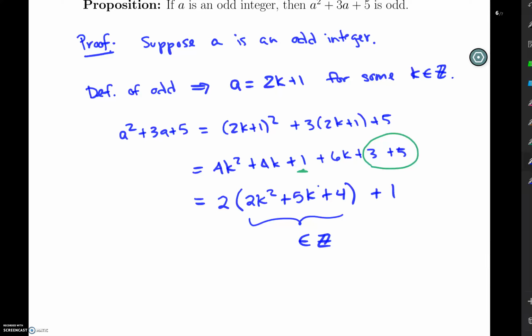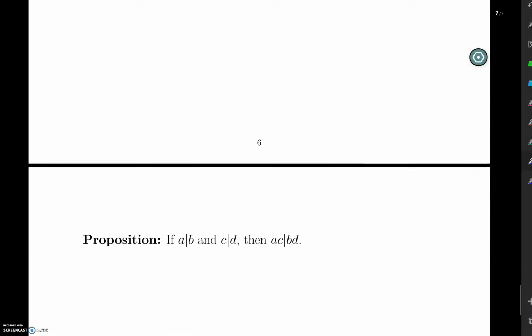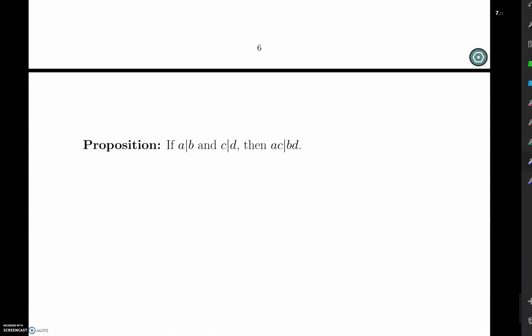Now I haven't written all the sentences like I did in the previous one. This is just an outline. This is the scratch work. But from this, it's easy to go and finish writing out the sentences that are needed to complete the proof. I'll leave that to you to do on your own as practice. So let's look at another one. This will be our first one using the divides notation.